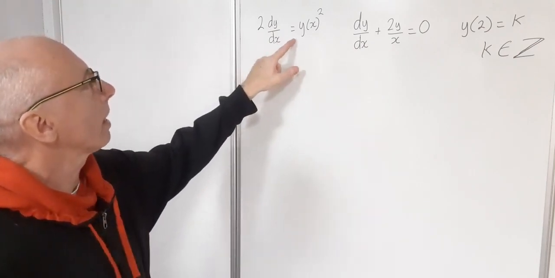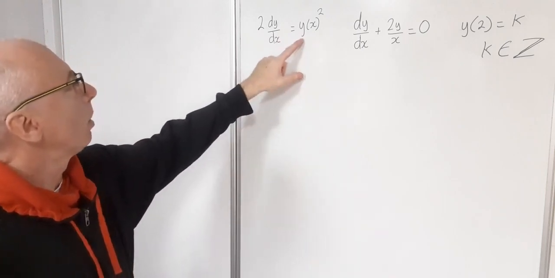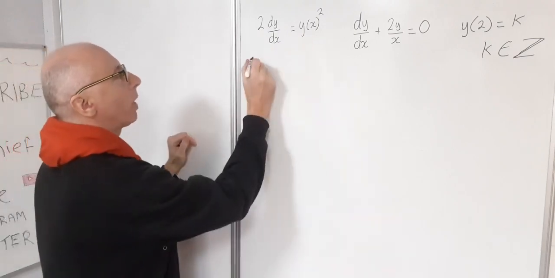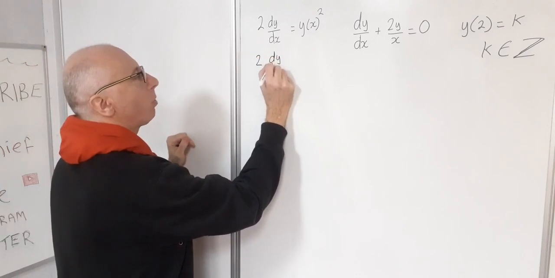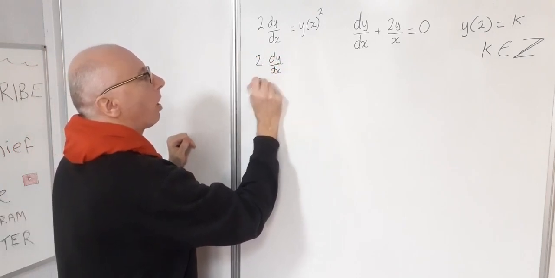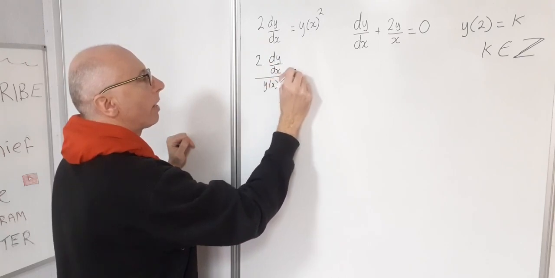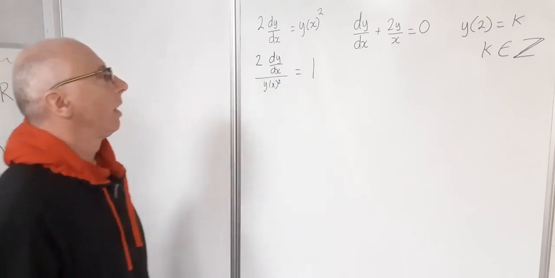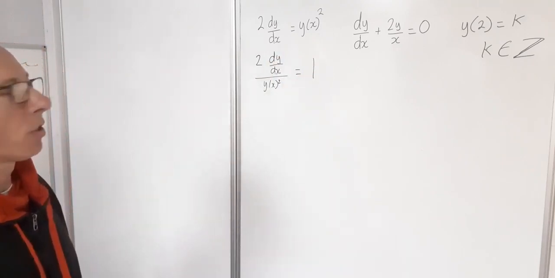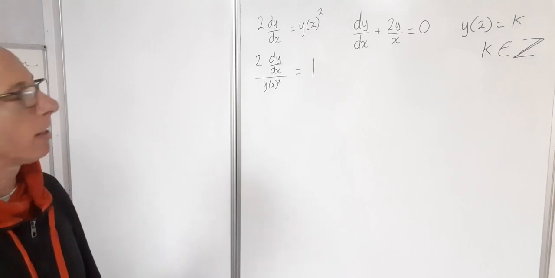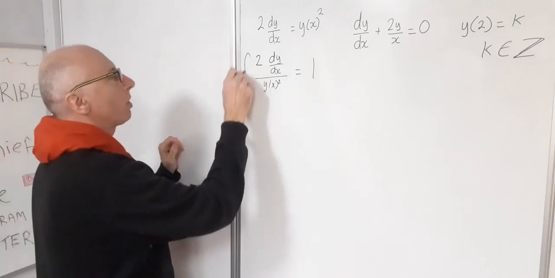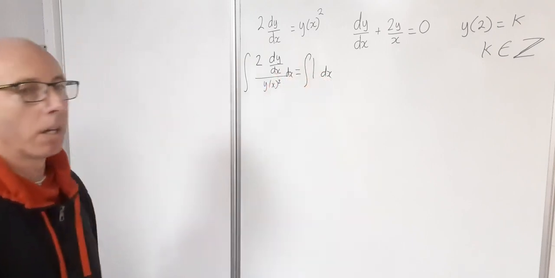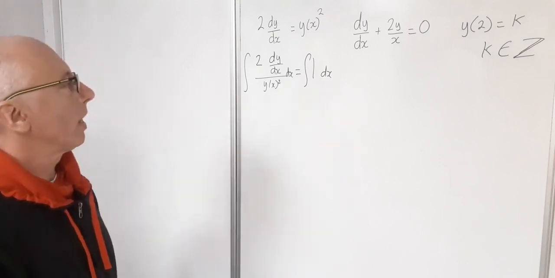So I've got 2 dy/dx equals y of x squared. Well, I want to get my y's on this side for a start. So let's divide both sides by this y of x squared. So I've got 2 times dy/dx over y of x squared, and that will equal 1, dividing both sides by y of x squared. Okay, now what I want to do is try and integrate both sides with regards to x. That's the standard way to try and solve these equations. So this one with the dx and this one dx. Okay, this side, no problem, we go straight into that if we like.